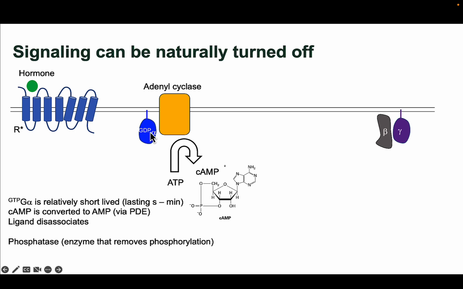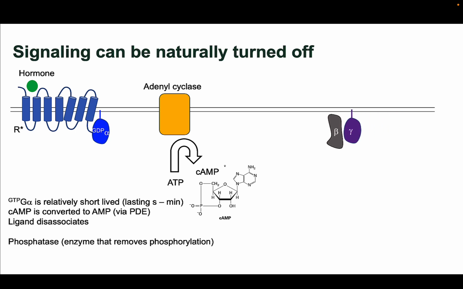So every time an alpha subunit turns on an adenyl cyclase, its GTP will be hydrolyzed to GDP. And so what will happen is, when it's hydrolyzed to GDP, it will actually reform as a trimeric G protein. It can be reactivated if that hormone is still bound, but it can only activate one adenyl cyclase. So that's short-lived, seconds to minutes. So that's one way the pathway can be regulated, is this gets turned off.